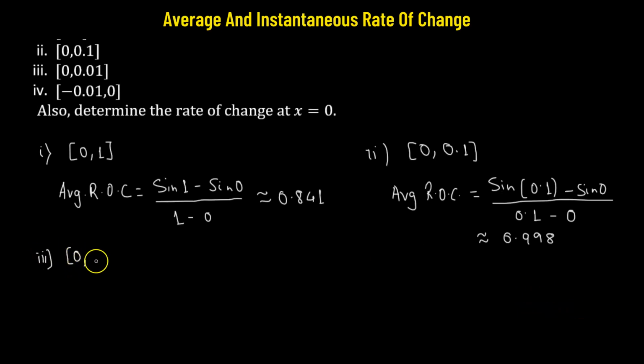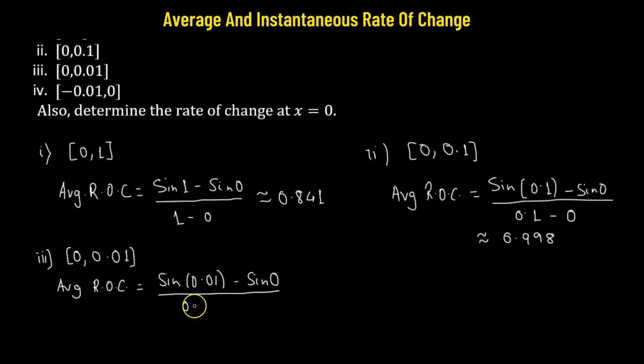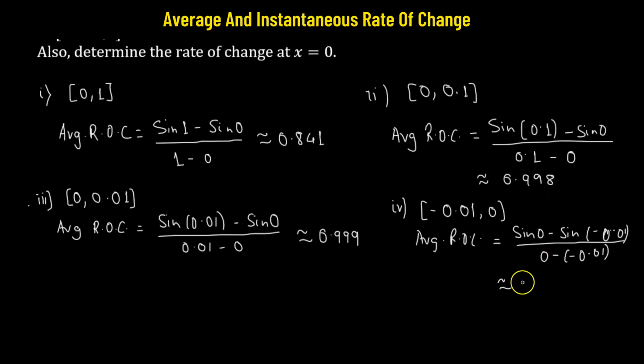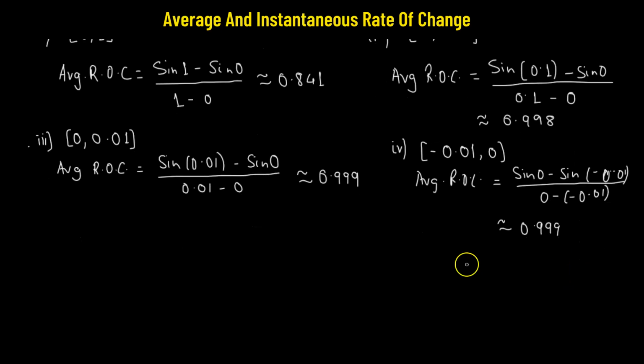Moving on to the third interval. Our third interval is 0 to 0.01, which is sine 0.01 minus sine 0 divided by 0.01 minus 0, and this gives us a value of approximately 0.999. And for interval 4, which is negative 0.01 to 0, that is sine 0 minus sine of negative 0.01 divided by 0 minus negative 0.01, which gives 0.999. So let's tabulate all the values.